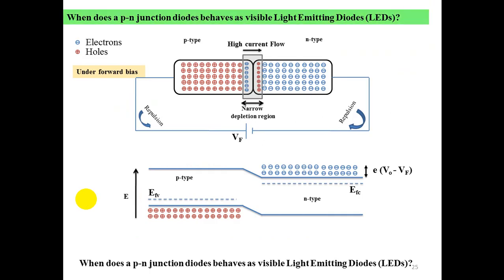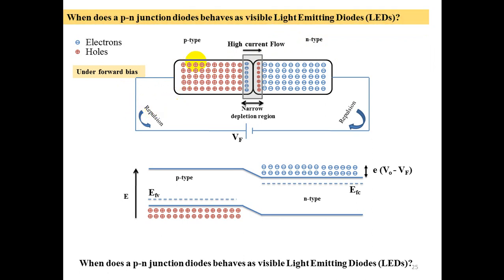Now based on this concept, we are going to discuss how it is applicable to fabricate visible light emitting diodes using this p-n junction semiconductor. So LEDs are nothing but again a p-n junction which emits light under forward bias condition. Let us see how it happens.